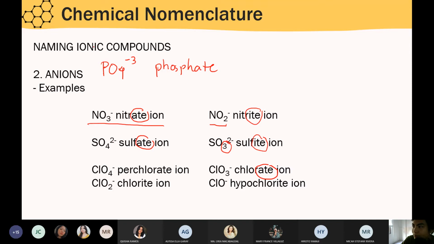Same thing with phosphate. If I make the oxygens 3, PO3 3-, so instead of 4, I will have 3. What will be the name? It is phosphite. So from ate, it will be ite. Just keep in mind that every time you remove one oxygen from your common oxyanion, the suffix will change from ate to ite.